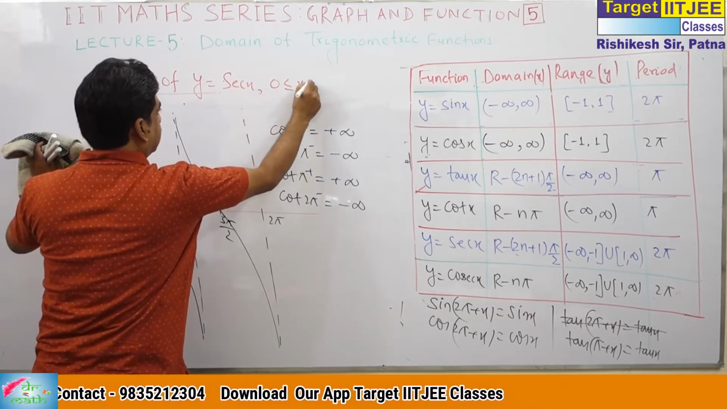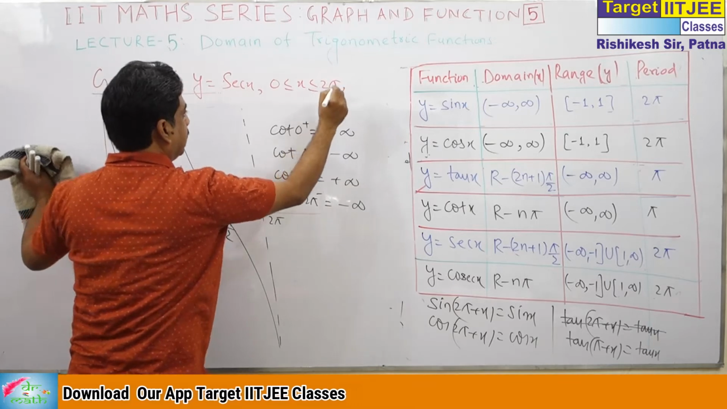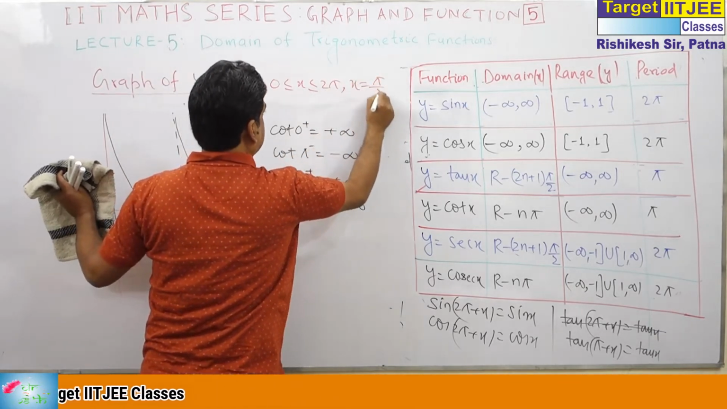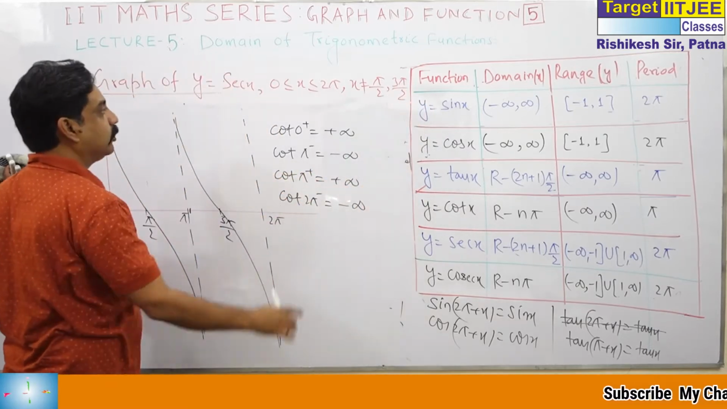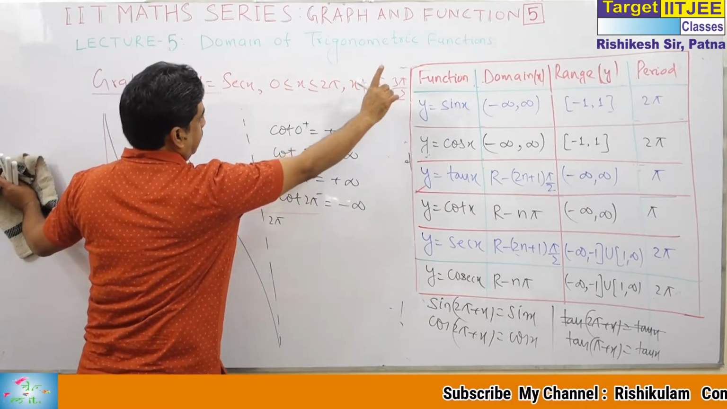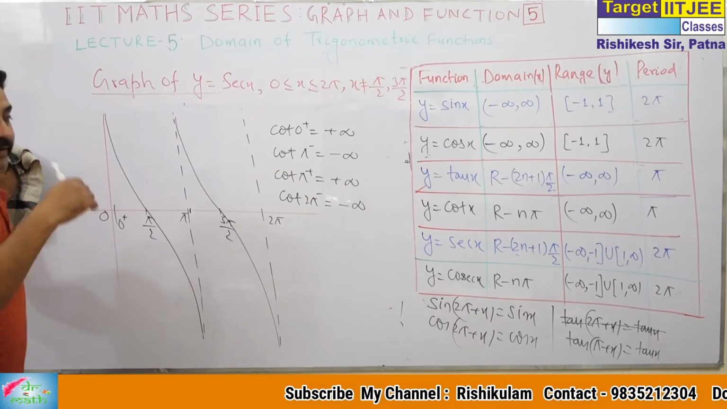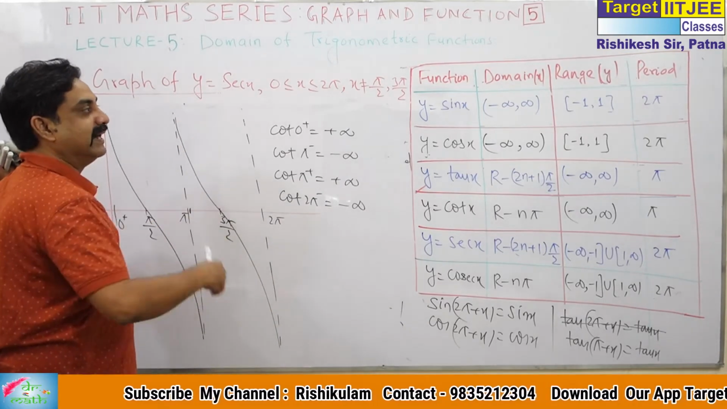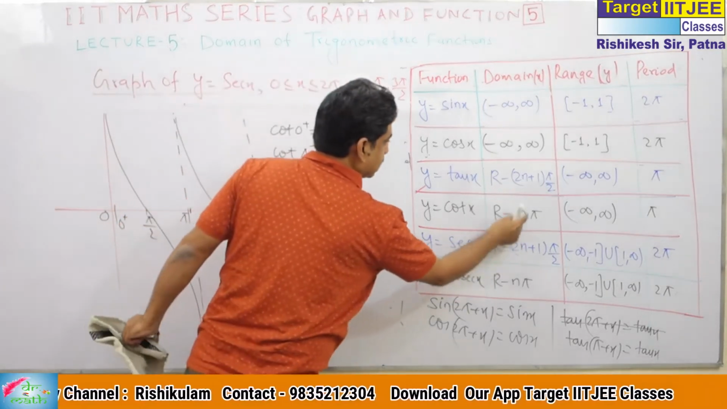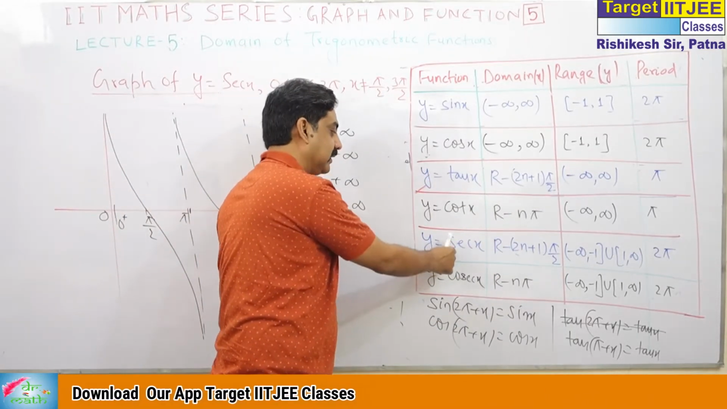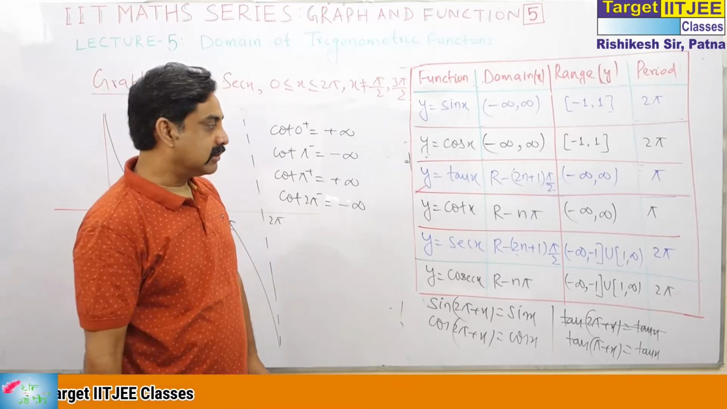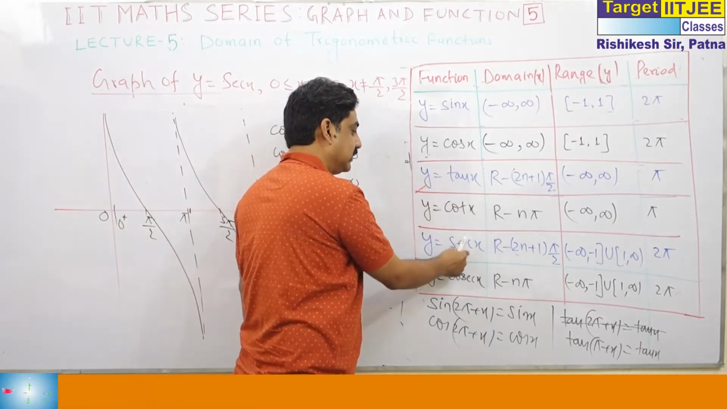You can take from 0 to 2 pi, but again, x cannot be an odd multiple of pi by 2. Between 0 to 2 pi, it is pi by 2 and 3 pi by 2. After that 5 pi by 2, 7 pi by 2 and so on. Can you say why the domain of tan x and sec x are the same?